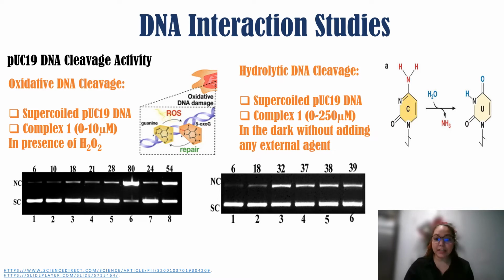Another DNA interaction study they did was the pUC19 DNA cleavage activity. The difference from this DNA interaction to the ctDNA one is that pUC19 is a commonly used plasmid cloning vector and is a double-strand molecule of DNA. So they treated a fixed concentration of this DNA with different concentrations of complex 1 to see the potency of the complex to cleave DNA. As we talked about previously, cleavage of DNA through copper complexes can be obtained by an oxidative or hydrolytic pathway. So they designed two different assays to see which pathway the copper complexes took.